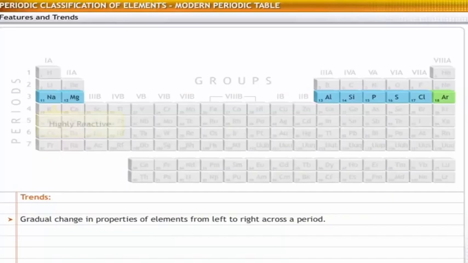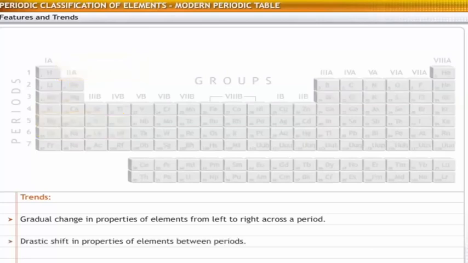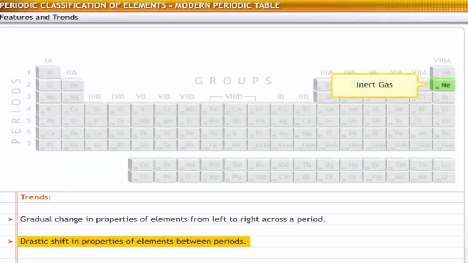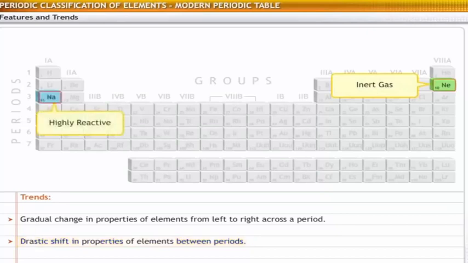For example, sodium is highly reactive and magnesium is less reactive as compared to sodium. There is a drastic shift in properties between the last element of a period and the first element in the next period. For example, neon is inert, whereas sodium is highly reactive.